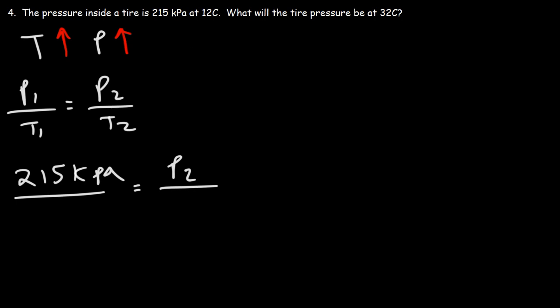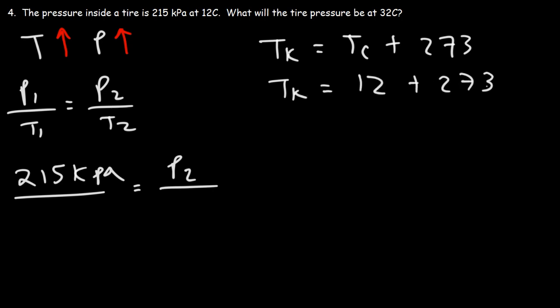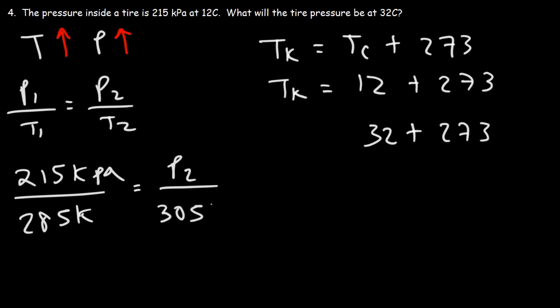You don't want to plug in 12 degrees Celsius for T1. When dealing with this equation, or the combined gas law equation, the temperature has to be in Kelvin. To calculate the Kelvin temperature from the Celsius temperature, it's basically 273.15 plus the Celsius temperature. But just to keep things simple, let's round it to 273. So 12 plus 273, that's going to be 285. So that's T1 in Kelvin. T2 is going to be 32 plus 273, and so that's going to be 305 Kelvin.